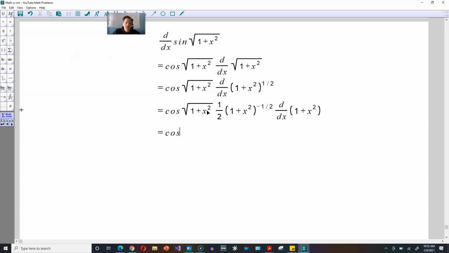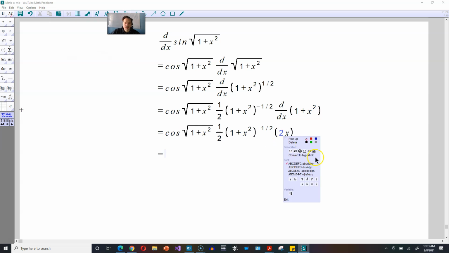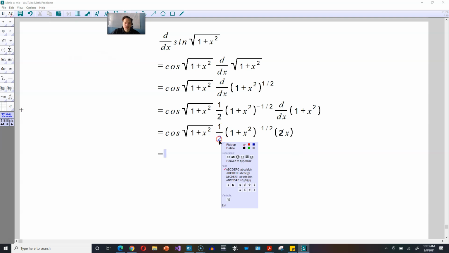To pick up, it's going to be cosine of the square root of 1 plus x squared, and then here 1/2, for example, and then 1 plus x squared. Again, it's still raised for now to the negative 1/2, and the derivative of 1 plus x squared is just 2x, you see? So the next stage, take a look what happens. This 2 cancels with this 2 on the bottom, because one is 1/2 and the other one is 2 over 1. So now what's left over is the following then.